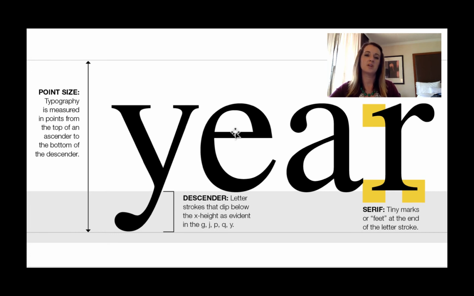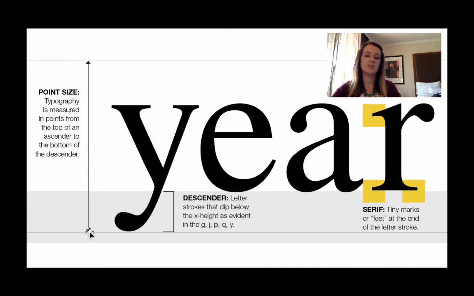The first that we're going to talk about is point size. You probably have adjusted the point size of your text and not really realized it. Most times your English teacher will talk about making your essay 12-point font. So they're talking about the point size of the font. Point size is the measurement for the typography from the lowest point, the descender, up to the highest point, which is the ascender.